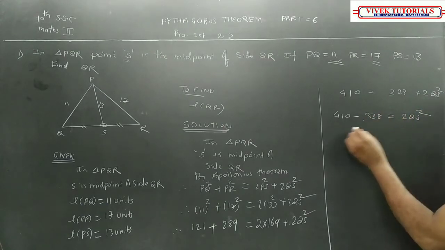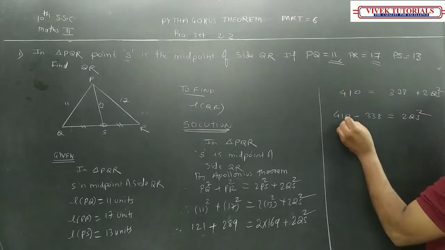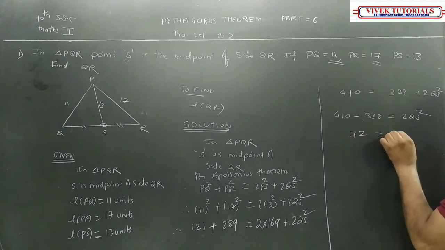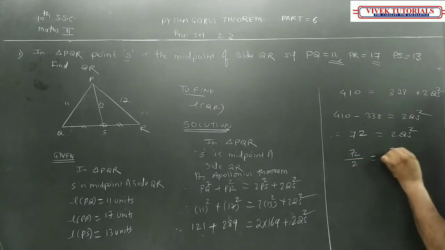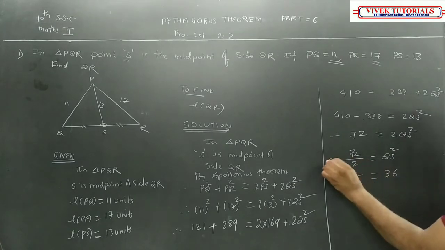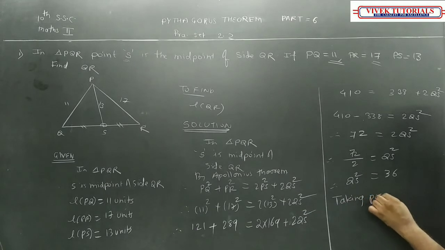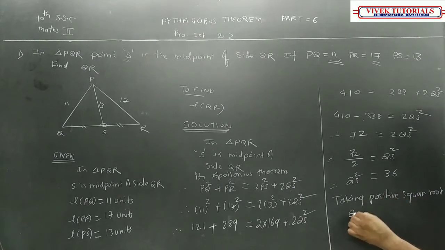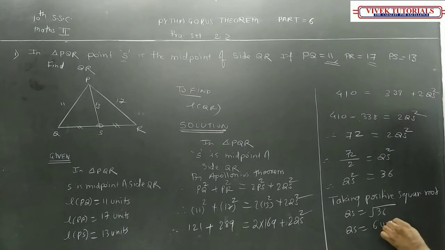So I'll get 72 is equal to 2QS square. So 72 upon 2 is equal to QS square. QS square is equal to 36. As it is a length, it cannot be negative. So what you have to write? Taking positive square root, QS is equal to root of 36, then QS is equal to 6 units.